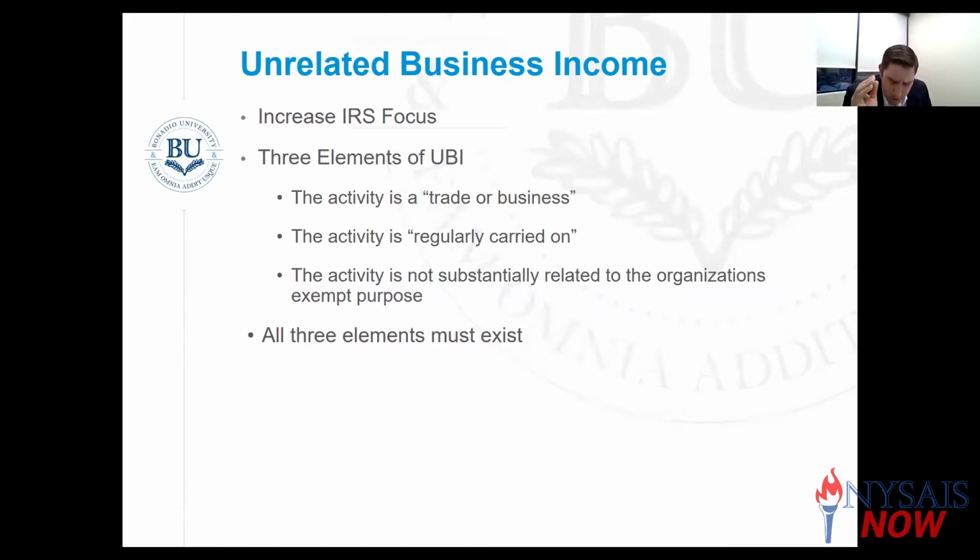A big one that often comes up is I have a gift shop or a bookstore on my campus. And that bookstore sells books. It sells drinks, food.